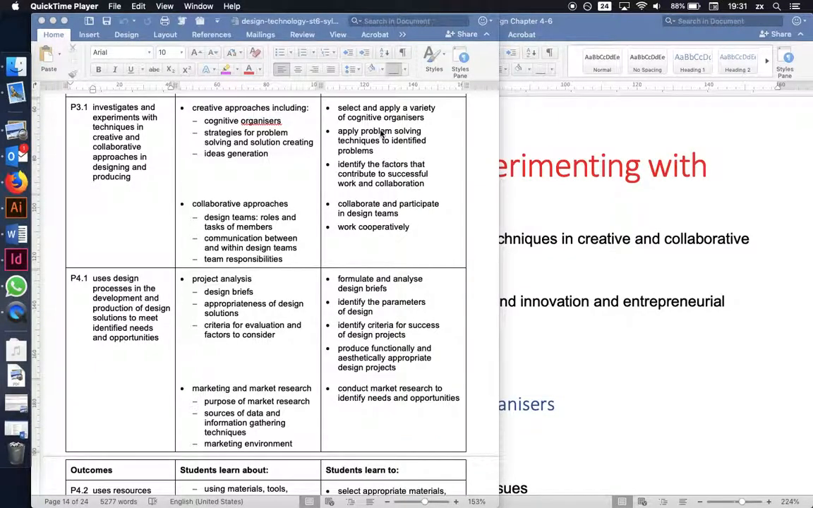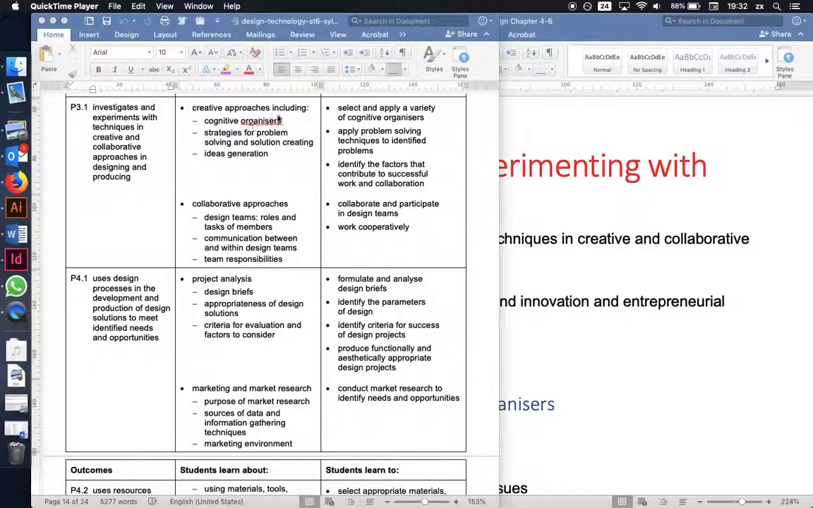In this recording, I'm going to go through the fourth syllabus outcome from the Preliminary HSC Design and Technology syllabus. This syllabus outcome, P3.1, talks about investigating and experimenting with techniques in creative and collaborative approaches in designing and producing. There are 2 dot points.